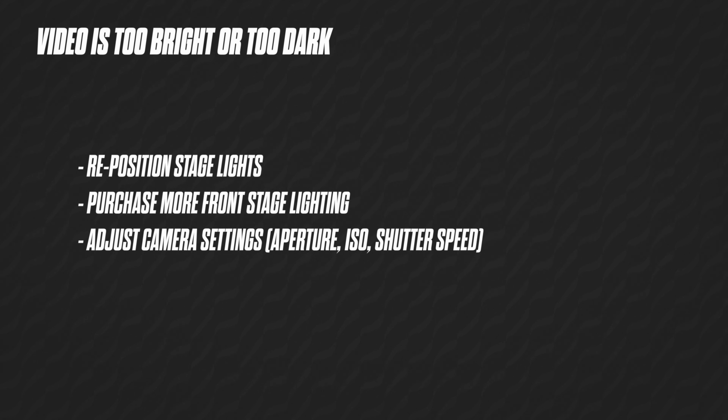Since we just talked about audio, the last issue I want to talk about involves lighting. If your stage looks too bright or too dark on camera, or even if it changes, there's a few things that might fix that. The first would be actually adjusting your stage lights.